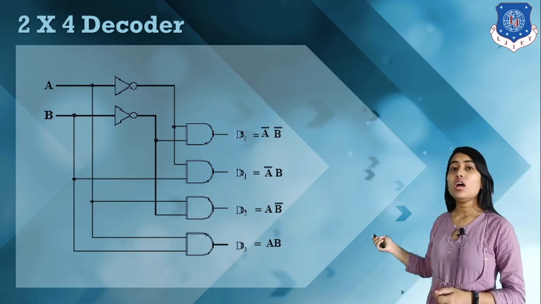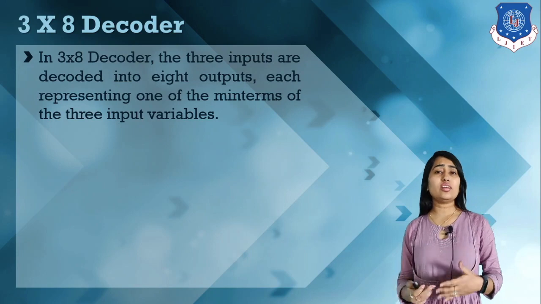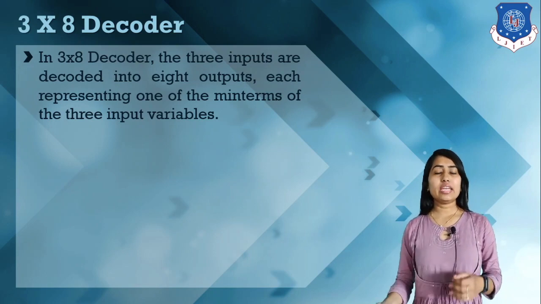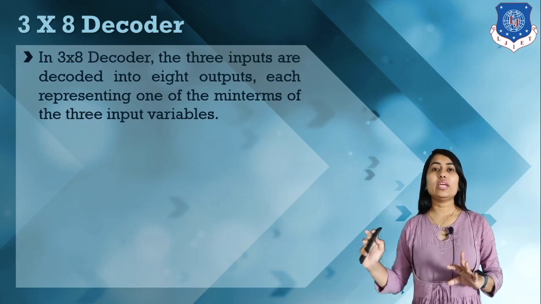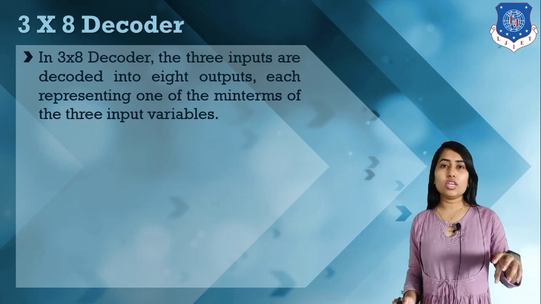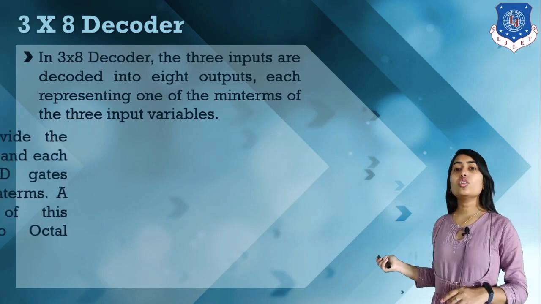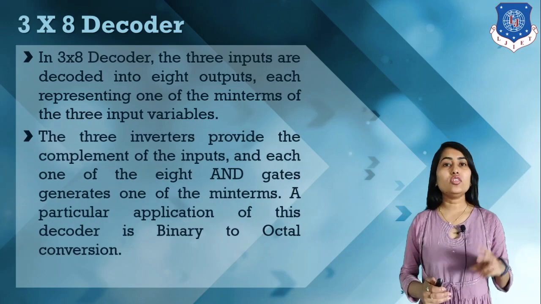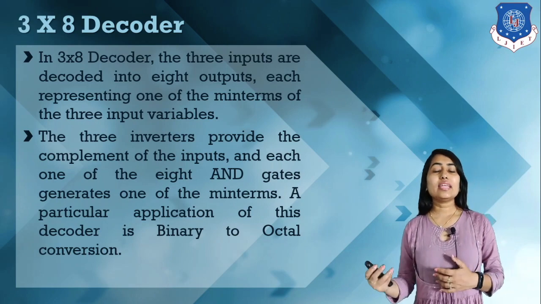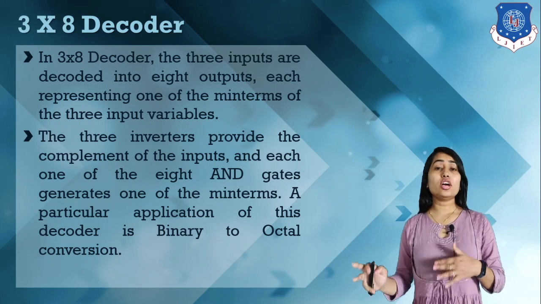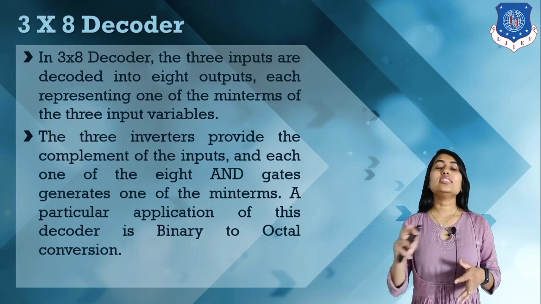Next we have a 3x8 decoder. So a 3x8 decoder means it is a combinational logic circuit in which 3 inputs are converted into 8 output lines. Okay, so 3 bits of data are decoded into 8 bits of data. So according to the values of these 3 input conditions A, B, C, we have 8 outputs, one at a time, according to the values of these input lines.